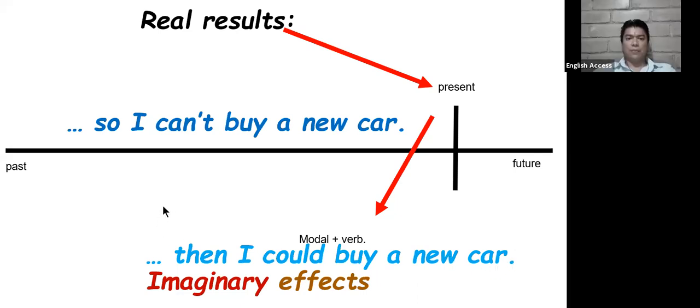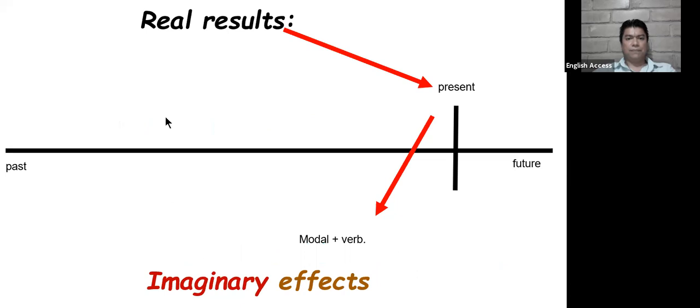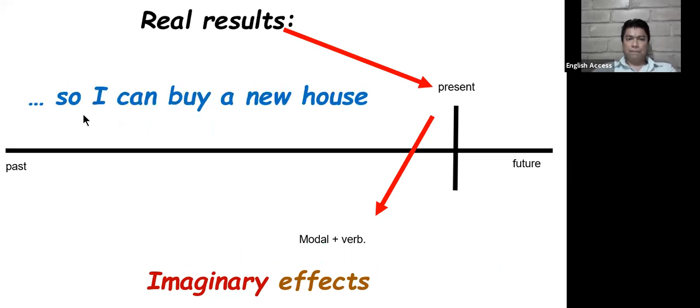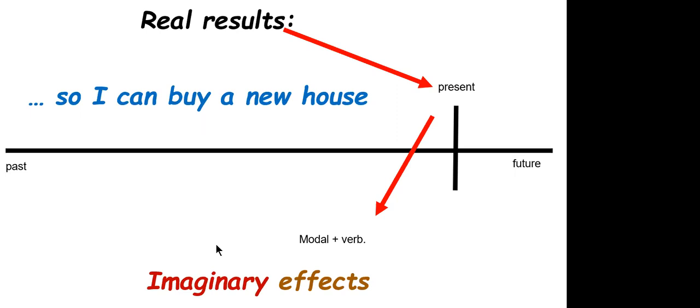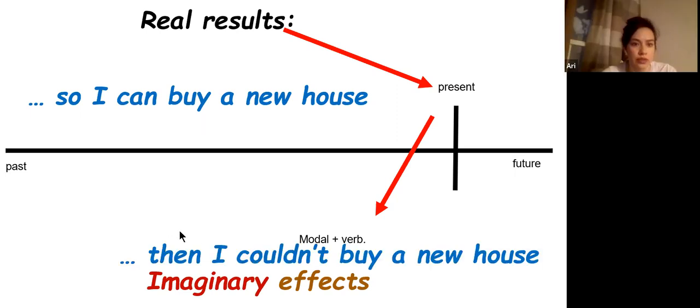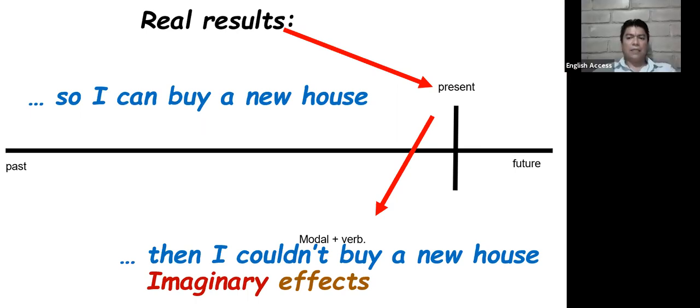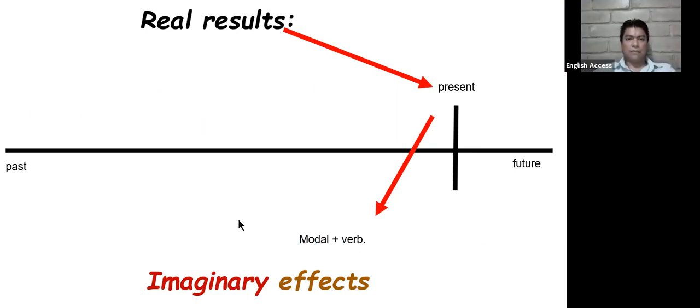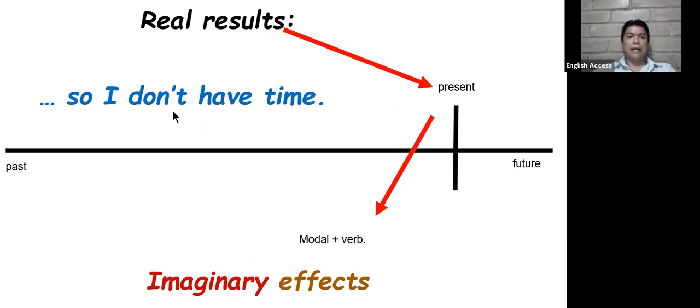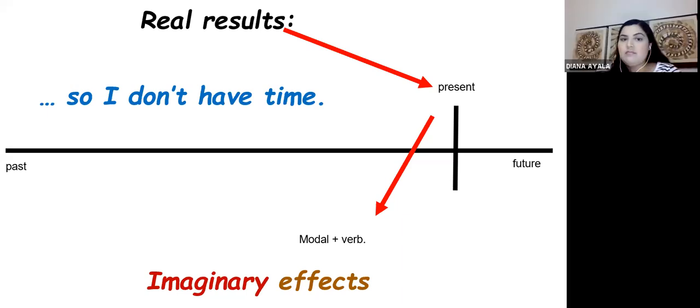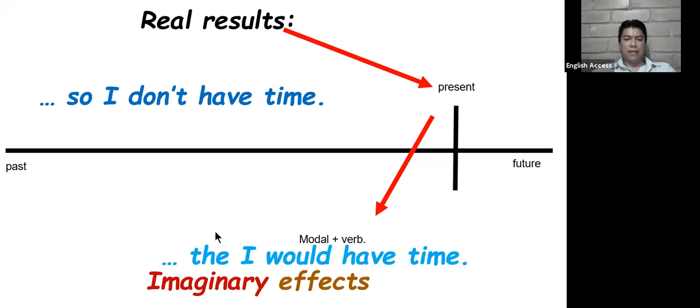Okay, another example. So I can buy a new house. Imaginary effect? I could buy a new house. Could? I couldn't. Then I couldn't buy a new house. Another example: I don't have time. Imaginary effect? I would have time.